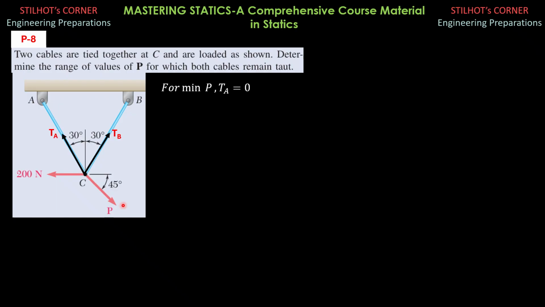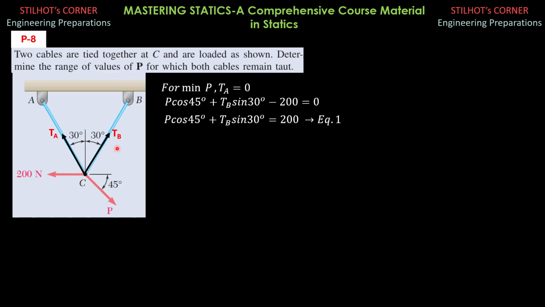So our equation would be, summation of forces in x equals 0 of course, P cosine of 45 degrees plus T sub B sine of 30, then minus 200 equals 0. So P cosine of 45 degrees plus T sub B sine 30 degrees, then minus 200 equals 0. Then simplifying, P cosine 45 plus T sub B sine of 30 degrees, which is 0.5, equals 200. Call that equation 1.